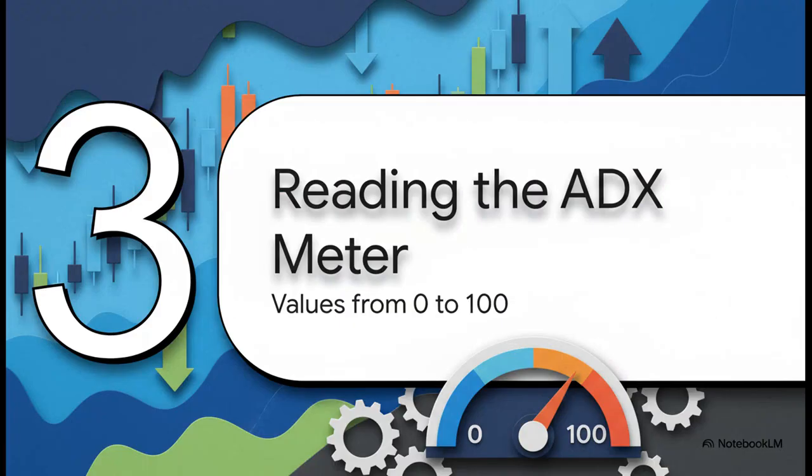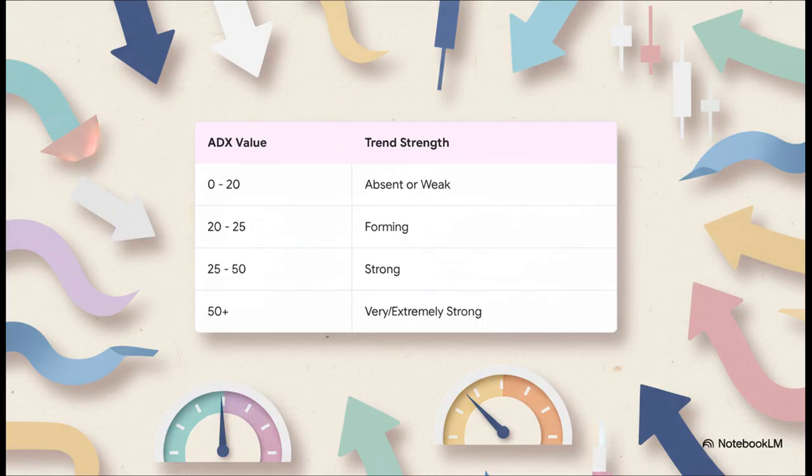Now, the math behind the ADX can get a little complicated. But the good news is we don't have to worry about any of that. Our charting software does all the heavy lifting for us. Our job is way easier. We just have to learn how to read the meter, which runs on a simple scale from 0 to 100. And here are the key levels you need to know.